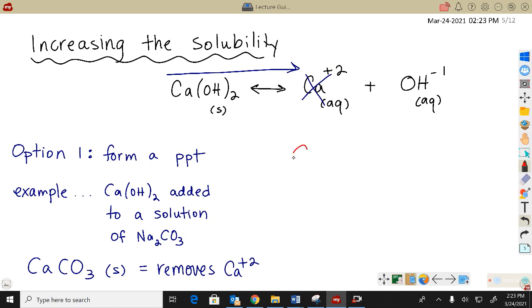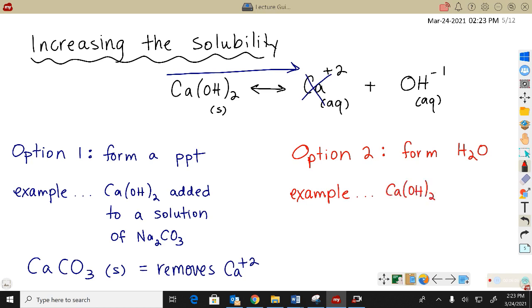Another option, option 2. I'm going to say form water. Here's another option here. We could form water. How do we form water? This is pretty common. An example might be something like the calcium hydroxide is added to an acidic solution.